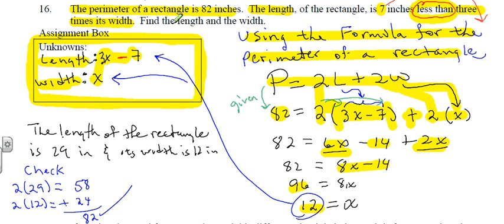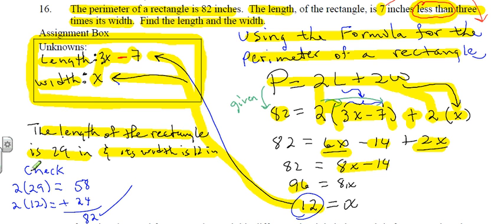But I'm not done. Remember, the directions read find the length and the width. So I take this 12 and I put it back into the assignment box. When I place 12 in place of this x, 3 times 12 is 36, minus 7 is 29. So that tells me that the length of the rectangle is 29 inches. Put the 12 in place of this x right here, and now I also know that the width is 12.